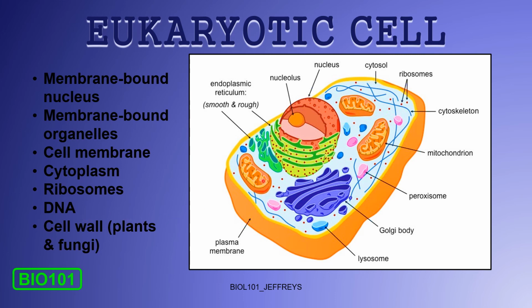Membrane-bound organelles, these are mitochondria, also membrane-bound. And some eukaryotic cells have cell walls. That includes plants and fungi. And we'll look at a picture here in a second.